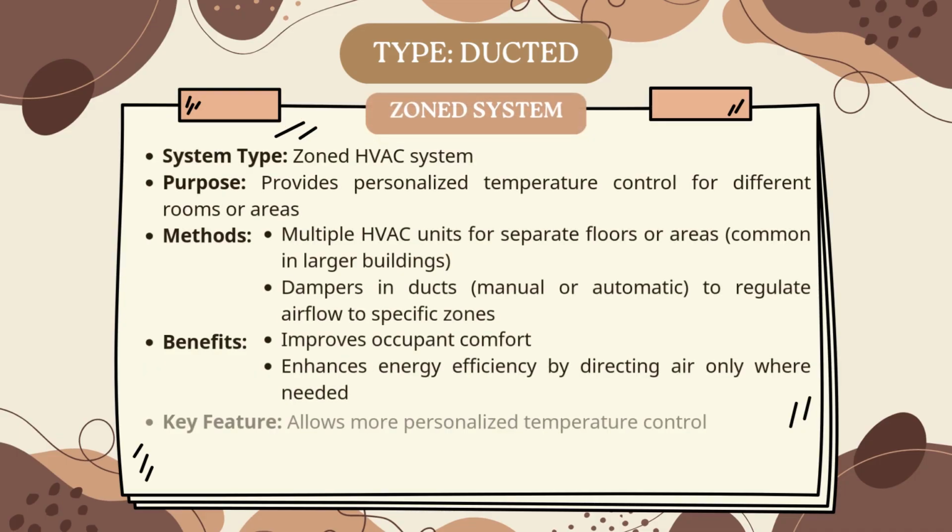The last system for the ducted type is the zone system that allows different rooms or areas to have individual temperature control. This can be achieved by installing multiple HVAC units and using airflow dampers inside ducts. The benefits include improved comfort and increased energy efficiency because the system only conditions areas that are actually in use.